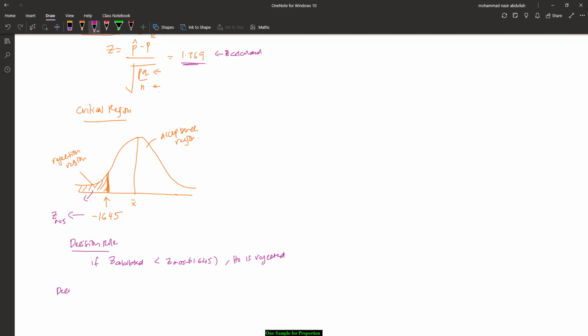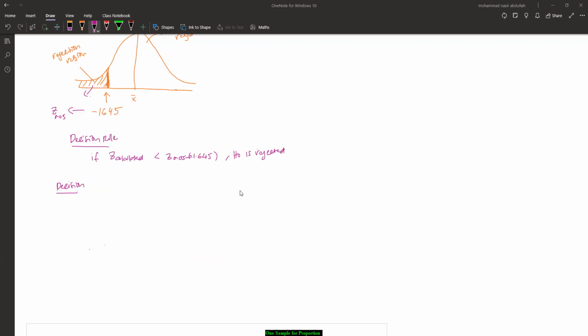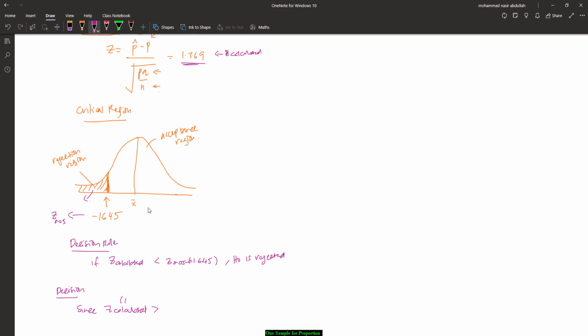So our decision here is, since the Z calculated, 1.369, is more than Z 0.05, which is negative 1.645, it falls under the acceptance region, which is on the right-hand side. The null hypothesis is accepted.